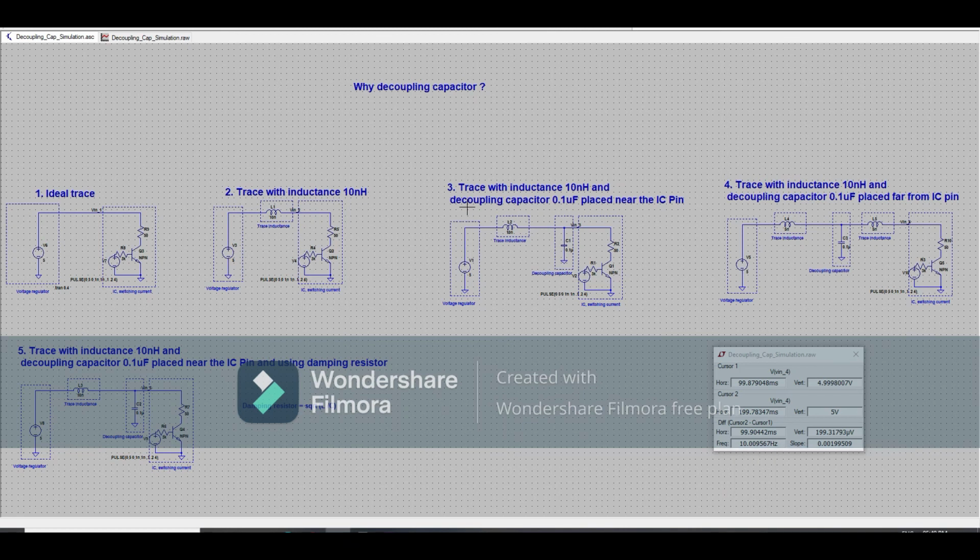Simulate using LTspice. 1. Ideal trace, no trace inductance is considered. 2. Trace with 10 nanohenry inductance is considered. 3. Trace with 10 nanohenry and decoupling capacitor of 0.1 microfarad placed near the IC pin of IC100. 4. Trace with the inductance of 10 nanohenry, but the decoupling capacitor is placed far away from the IC pin. 5th, effect of damping resistor to dampen the ringing effect.